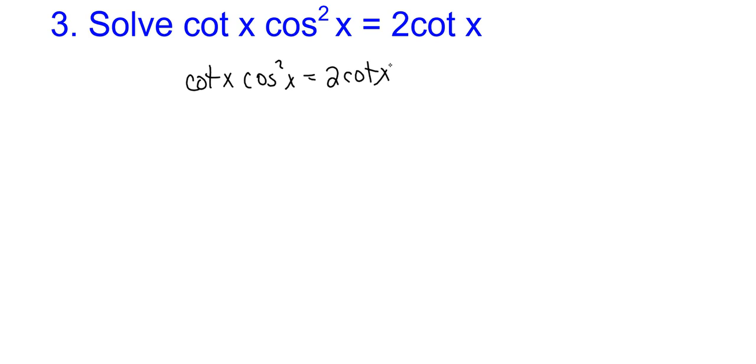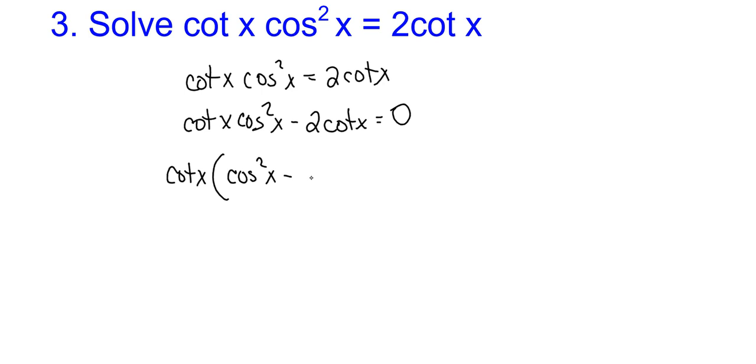So let's do that. I'm going to subtract that. And that's going to give me cotangent x cosine squared x minus 2 cotangent x equals 0. Now I'm going to factor out just cotangent x, and that's going to give me cosine squared x minus 2 equals 0. And now I have two factors, and I can solve these independently, but together they make the whole answer.